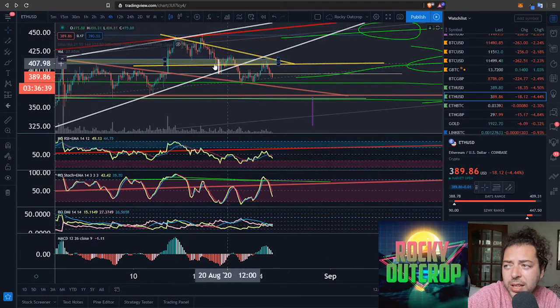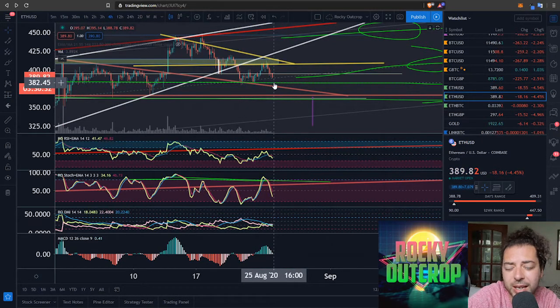Look at this pattern that we had on there, this triangle type thing, how we broke down below it. Of course, we got measured moves off the back of it. We came right down to this green line. Look, we've nailed it time and time again.